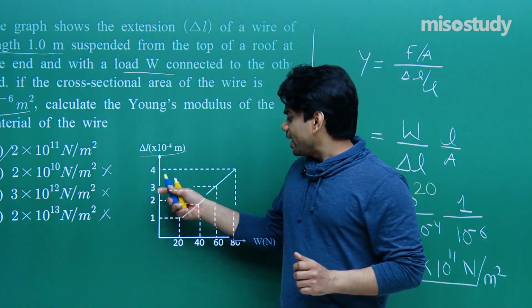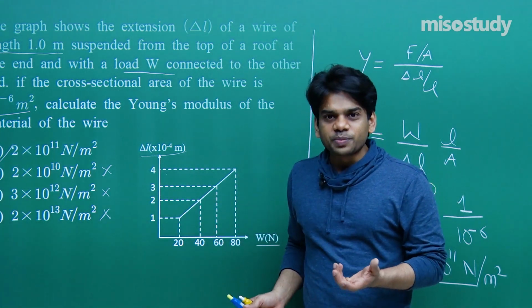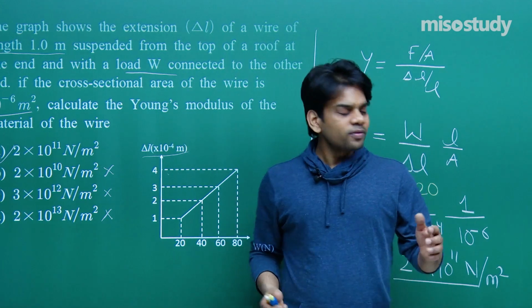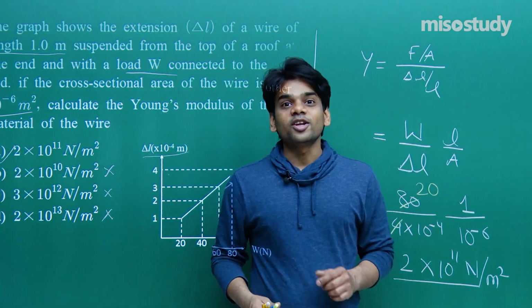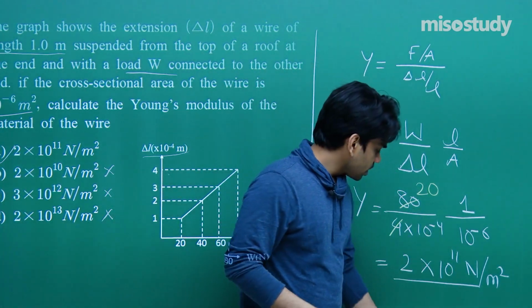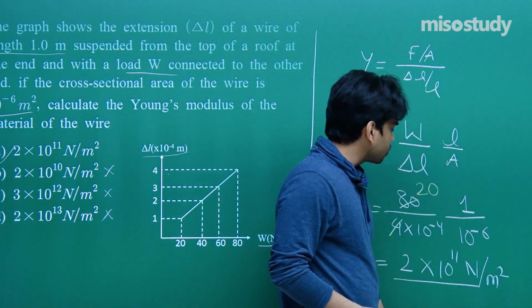We saw that delta L at a particular value of load suspended, we have its value. Put the value in the given equation, you will get the required result. This is how you can solve. Let's proceed with the next question of the day.